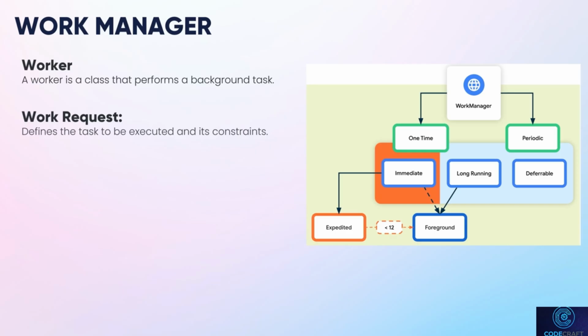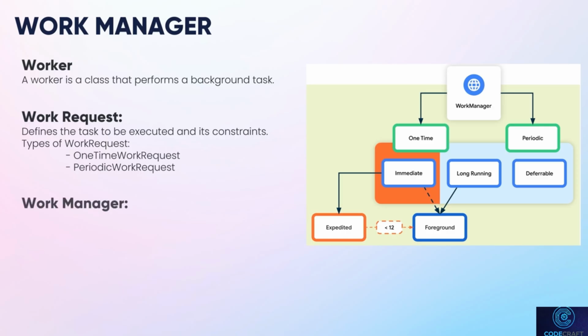Work request. A work request is an object that defines the work to be executed by a worker and specifies various constraints and conditions for executing that work. It includes information such as the type of worker to run, input data to be passed to the worker, and constraints that must be met for the work to start, such as network connectivity requirements and battery constraints.